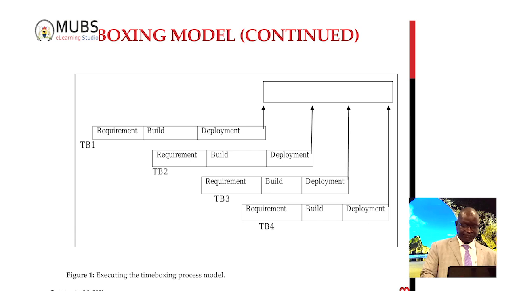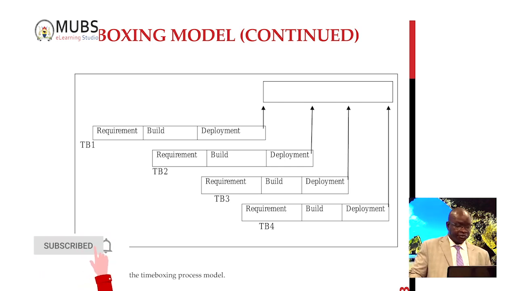Let's look at this diagram. Let me use that to explain. Now, assuming the entire system's development life cycle is summarized into 3 phases, and the phases are requirements, build, and deployment. Now, using the time boxing model, you have to allocate equal time to each of those phases: requirements, build, and deployment. If you assign 2 months for requirements work, you should also assign the same time, that is 2 months for build, and the same for deployment.